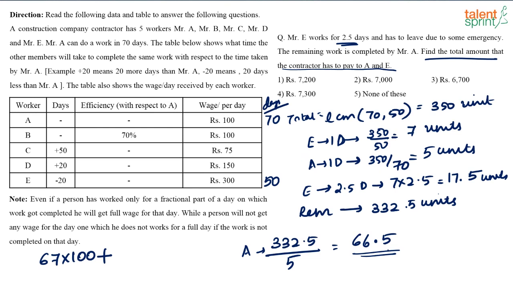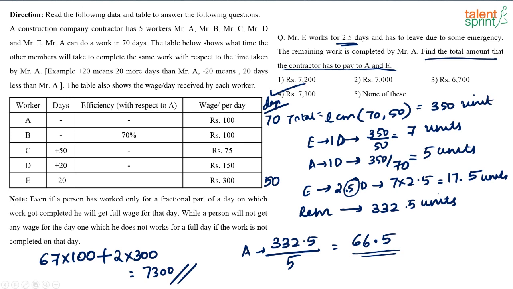Now what will be the earning of E? Even though E worked for 2.5 days, this 0.5 days salary E will not get. That will not be counted. So E will work for how many days salary will E get? He will only get the 2 days salary, that is 2 into 300. So this is the answer that we are looking for. It is nothing but 7,300.